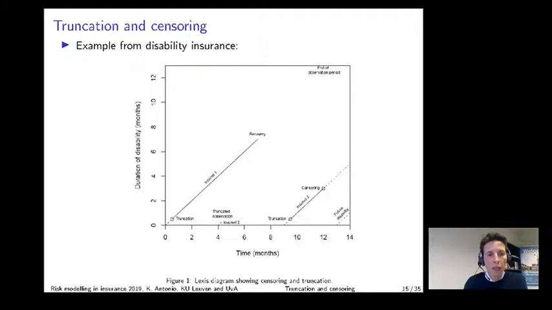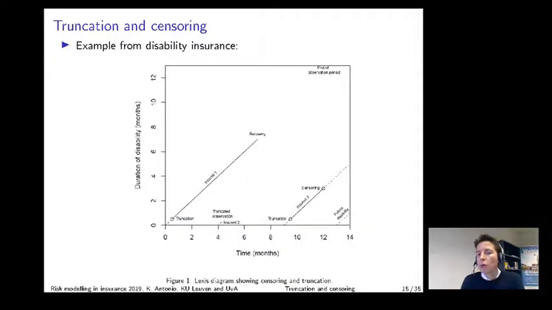Now, when discussing MLE for loss data, you should be aware of the possible presence of truncated and/or censored losses. Here you see an example from a disability insurance setting. What matters in a disability insurance setting is the time spent in disability. That is the time that elapses from the onset of a disease to the recovery or perhaps the death of the insured or the end of the policy period. Now, for insured 1, in this example, you see a timeline until recovery. His disability time is therefore fully observed.